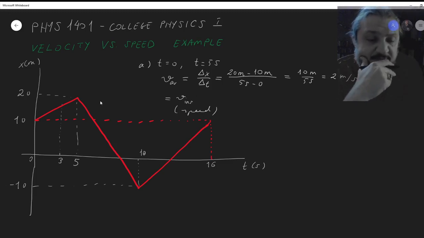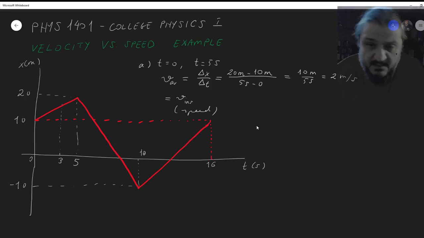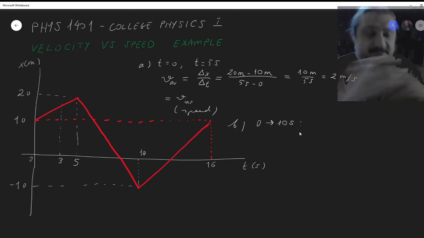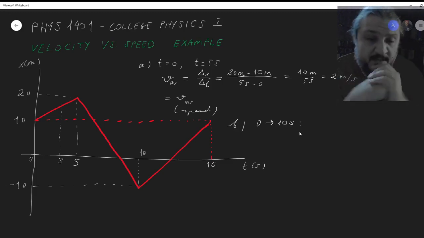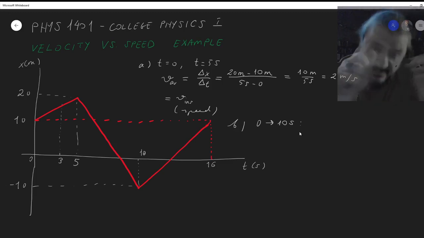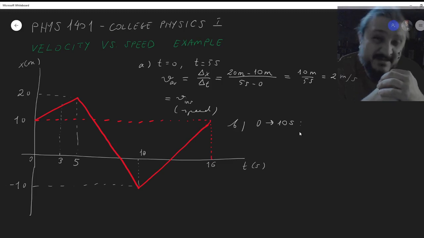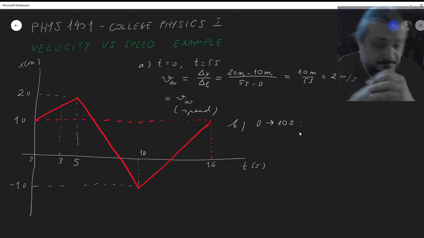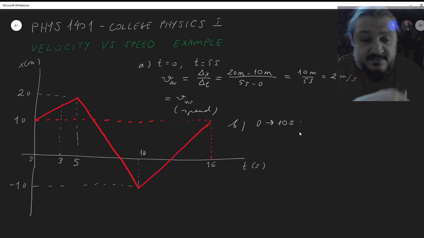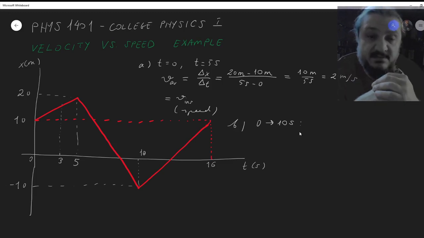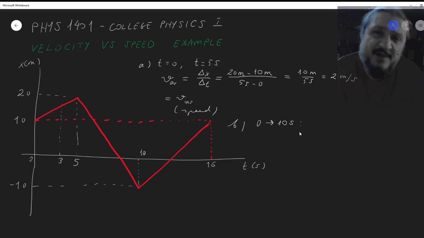But now what happens between, let's say, 0 and 10? So in part B, the interval is from 0 to 10 seconds. As you can see, there are two straight line segments. Actually, we have two instantaneous velocities. Instantaneous velocity at 3 and instantaneous velocity at 8 seconds, for instance, are definitely not the same. But how do we find the average velocity? Let's start there first. The definition still applies.